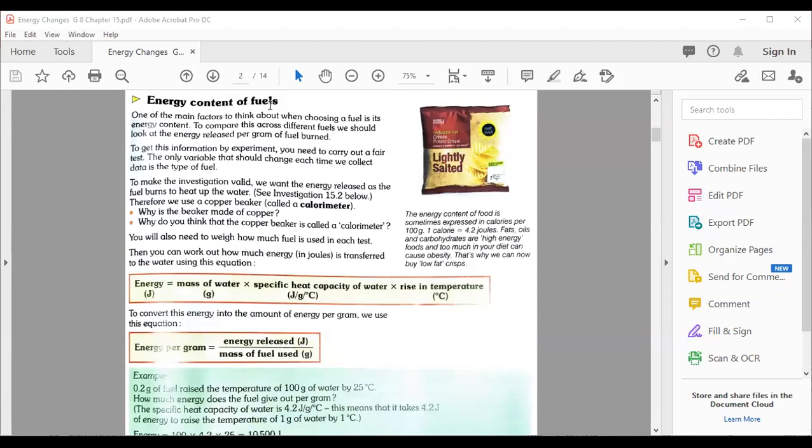Today we're going to start to learn about the energy content of fuel. For this, you need to open your textbook page number 193. That is your chapter number 15. So let's dive into the topic.